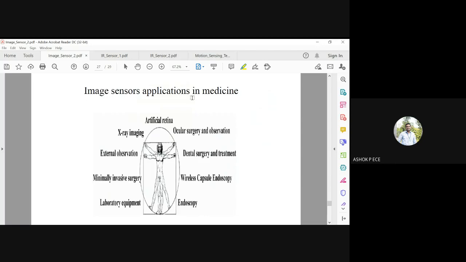Image sensor applications in medicine: you have artificial retina, ocular surgery, dental surgery. Ocular relates to your eyes. In dental surgery, you have lasers treating teeth. You can break your teeth using laser light, that is possible. Wireless capsule endoscopy, normal endoscopy, all the laboratory equipment using machine vision, minimally invasive surgery. So instead of cutting your skin and operating, now all the technology is focused on minimally invasive methods, how without cutting you can treat a particular wound.